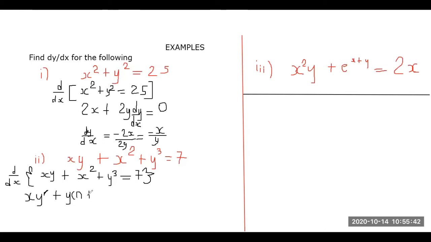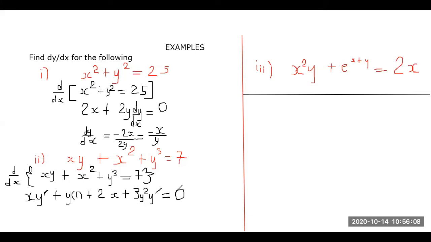Plus, when you differentiate x squared, we're getting 2x. And then, when we differentiate y cubed, we have to differentiate y implicitly. So we bring down the power to get 3y squared, but then we have to times it by dy dx, which is y prime. And that's equal to 0.